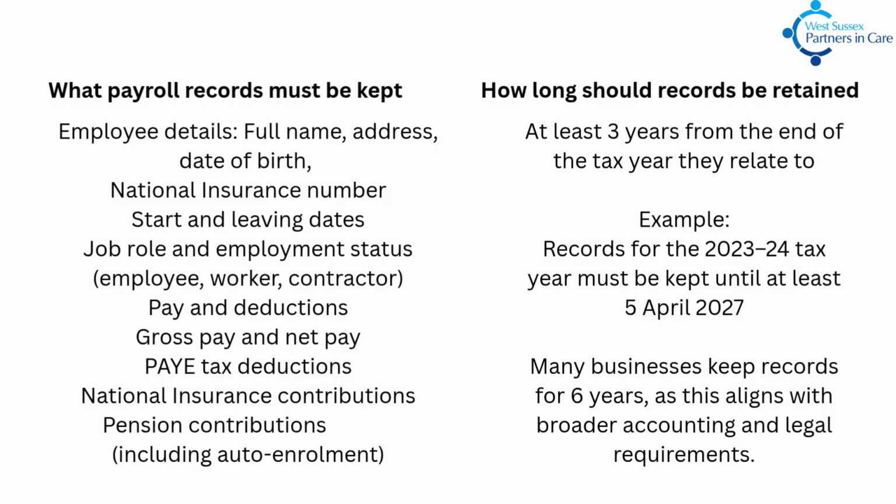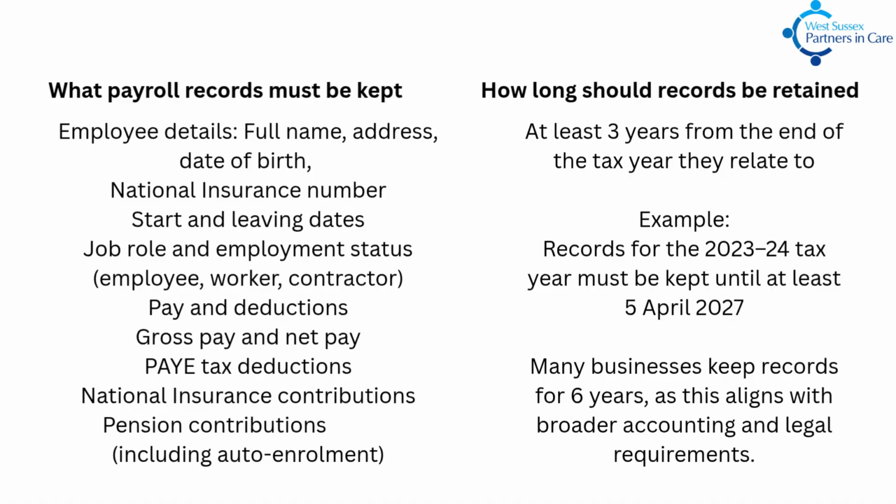What payroll records must be kept? Employers must keep accurate, complete payroll records for every employee. These typically include employee details: full name, address, date of birth, national insurance number, start and leaving dates, job role and employment status; pay and deductions: gross pay and net pay, PAYE tax deductions, national insurance contributions, student loan or postgraduate loan deductions, pension contributions, including auto-enrollment; statutory payments.